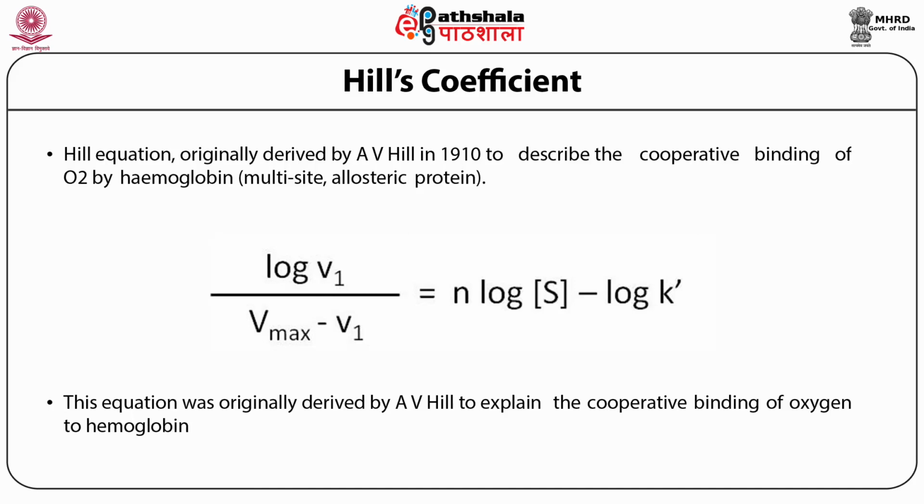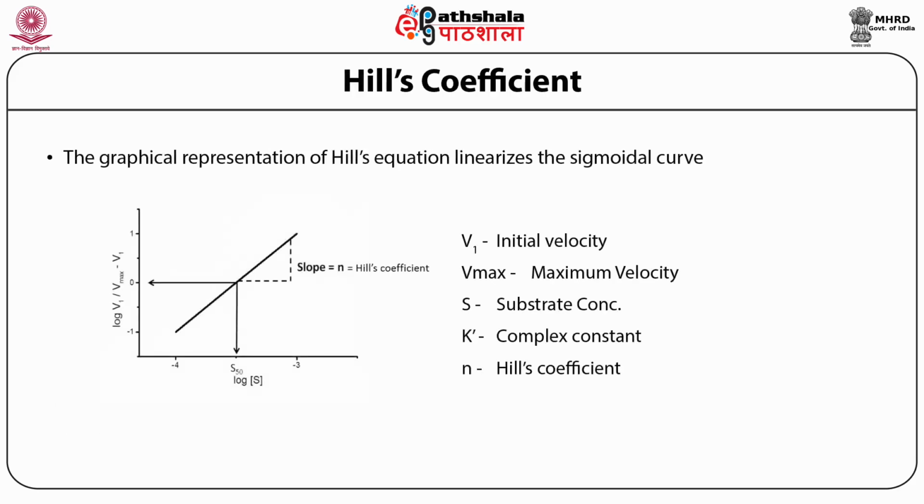So here the K dash is a complex constant. Using this equation, a graph was plotted between log V1/(Vmax minus V1) and log substrate concentration, which basically linearizes the sigmoidal curve. So when we do the graphical representation of the Hill's equation and plot the graph between log V1/(Vmax minus V1) and log substrate concentration, we find a linear graph.